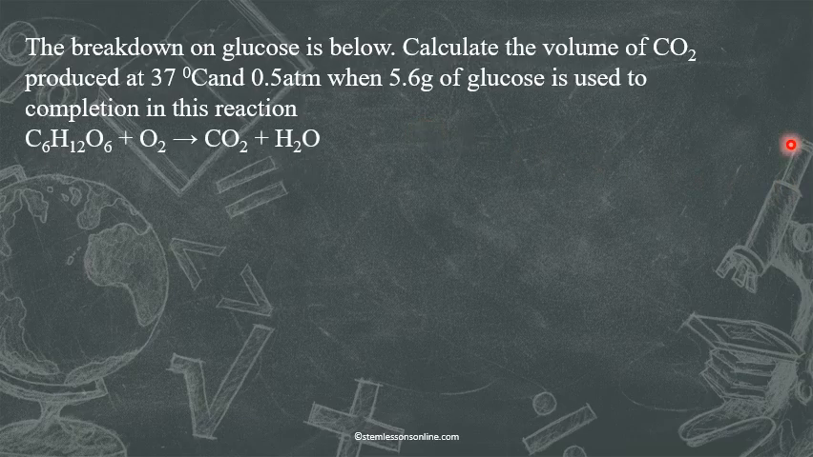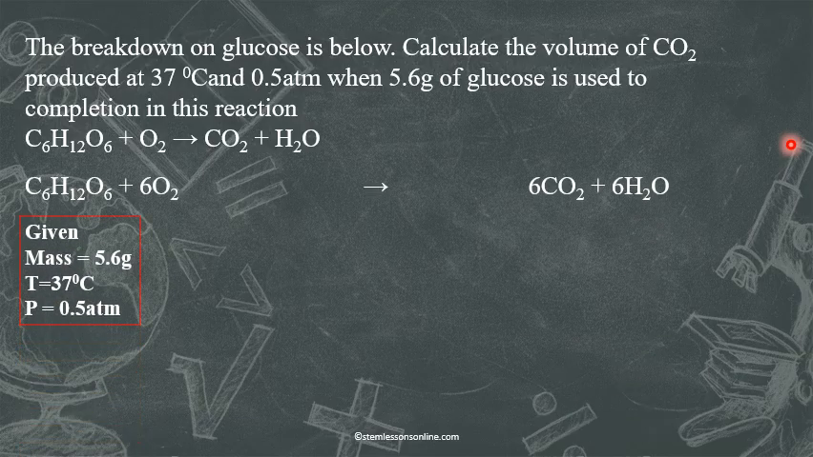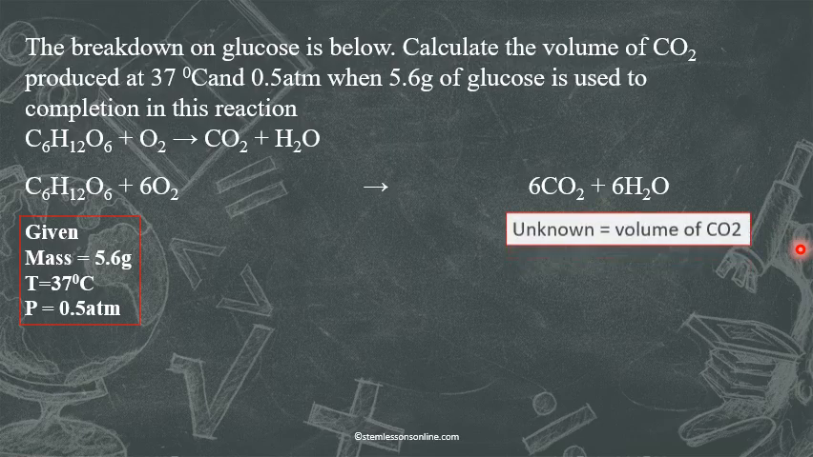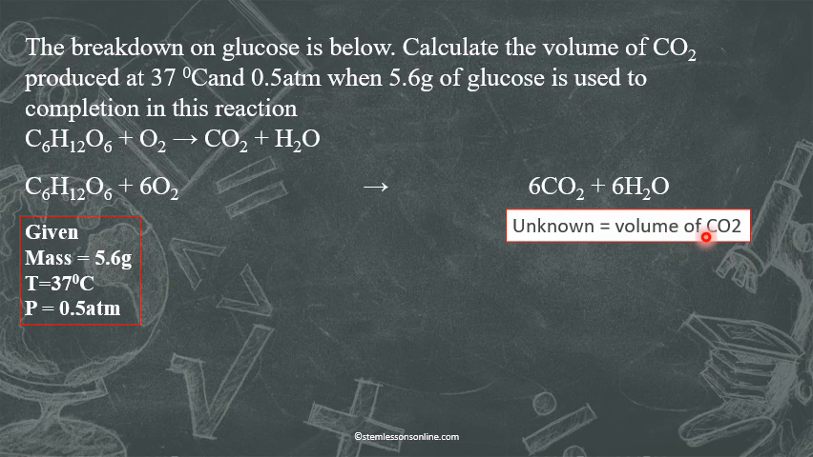So the equation is given like this. And what are the things given? I will write under the given. So glucose, calculate the volume of carbon dioxide. So I will put a question mark under carbon dioxide, which is the unknown, which is the volume of carbon dioxide. Okay, and the given mass of glucose is 5.6 gram. Temperature is in degrees Celsius.